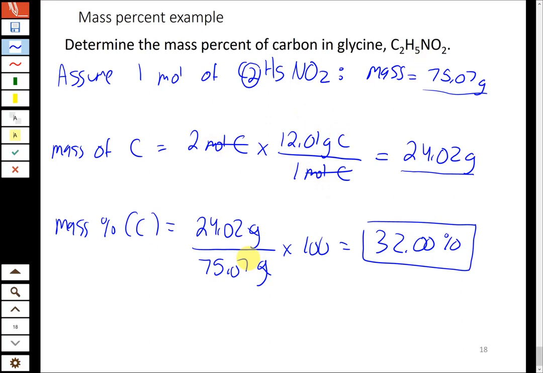All right, so we finished a little bit early today. We'll pick up next time with more things involving moles and getting into stoichiometry as well.